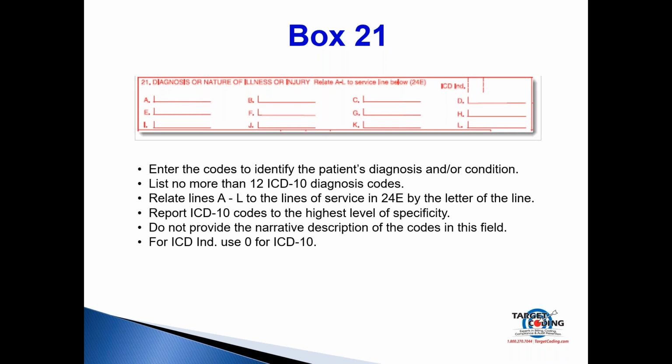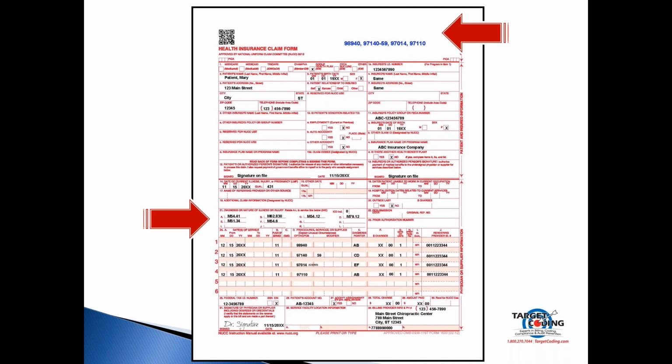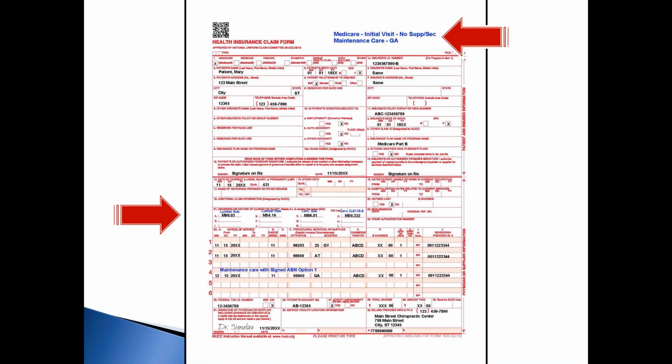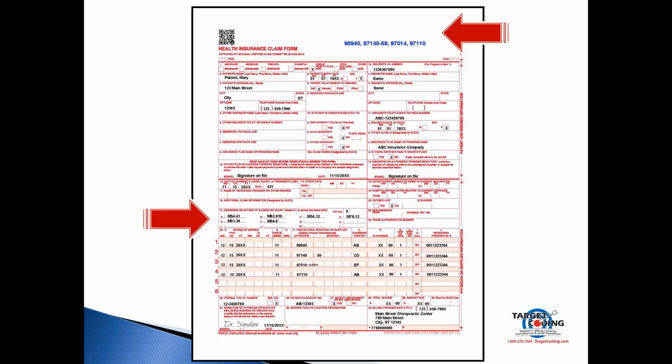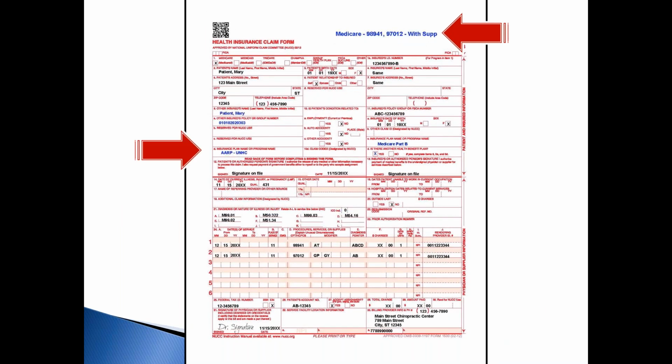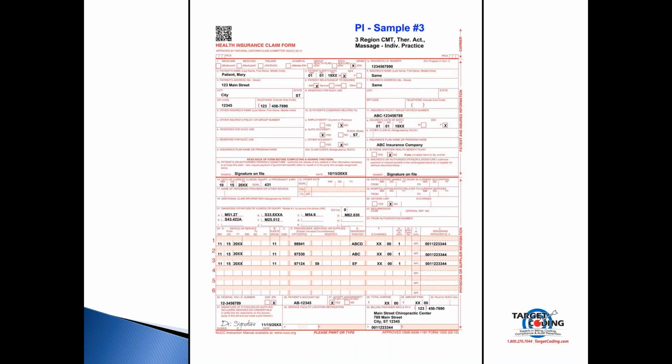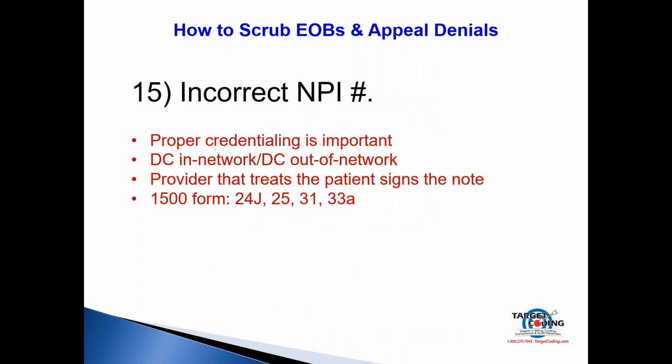Box 21 has room for up to 12 diagnosis codes. If you're having a problem with an insurance company because of diagnosis pointing, here's a sample. It shows the adjustment just on the lower back. The manual therapy is just on the neck. The stim is just on the thoracic, and the exercises are on the neck. So we have them for Medicare, we have them for regular insurance, we have a whole bunch of these sample 1500 forms. This is Medicare with a supplement insurance like AARP. Here's a PI example.